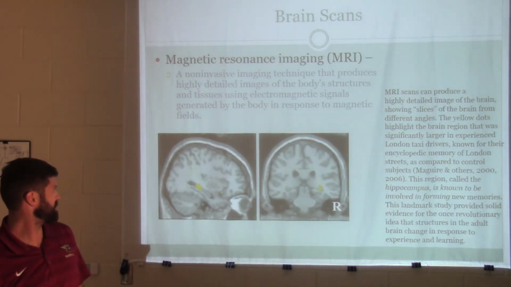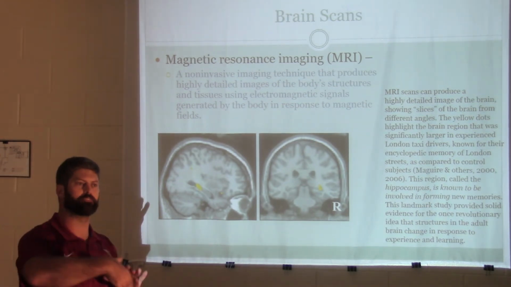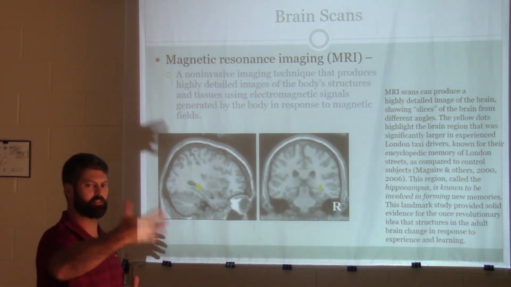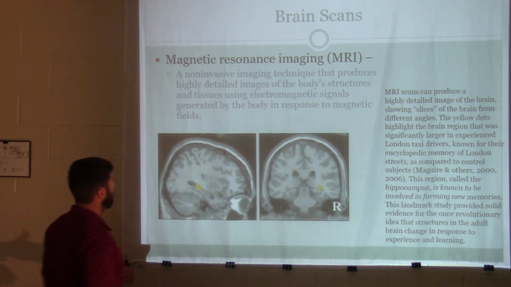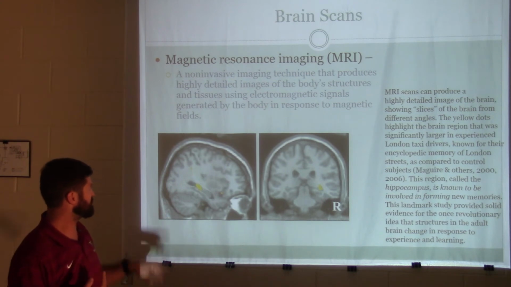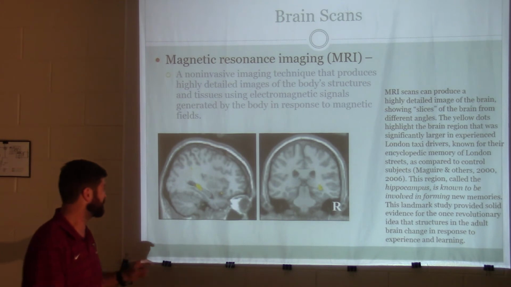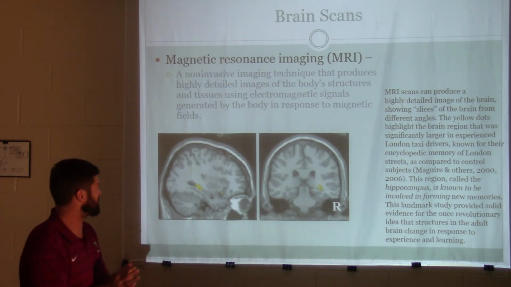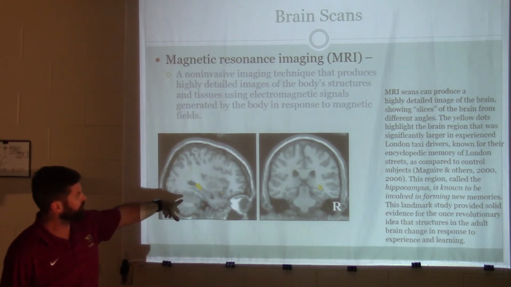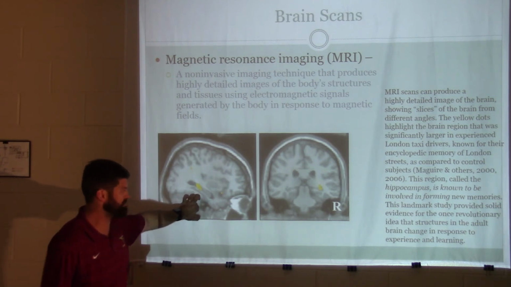Magnetic resonance imaging, the MRI. This is just taking pictures of slices of your brain. It's almost like an X-ray for your brain, but taking pictures of it in slices. This is non-invasive; nothing is put into your body. It's a technique that produces highly detailed images of the body structures and tissues using electromagnetic signals generated by the body in response to magnetic fields. I think what they're highlighting here is a portion of the hippocampus.